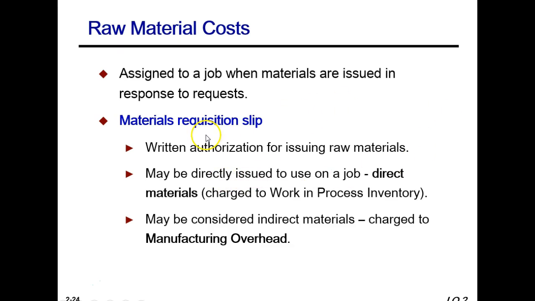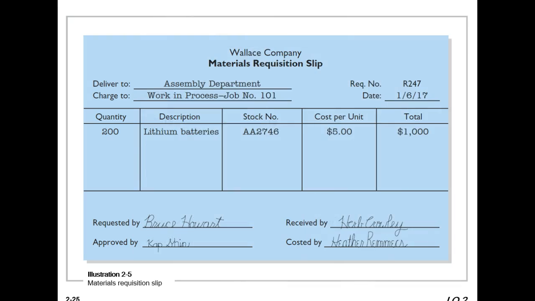Someone's got to authorize those materials, and generally speaking, if they're direct materials directly related to a product, we're going to debit them to work in process. If they're indirect materials we're requesting, they're going to go over into manufacturing overhead. Does that make sense? So the material requisition slip requests what we want, the job number, and what we need. So in this case, we're requesting 200 lithium batteries for a total of $1,000 of costs.